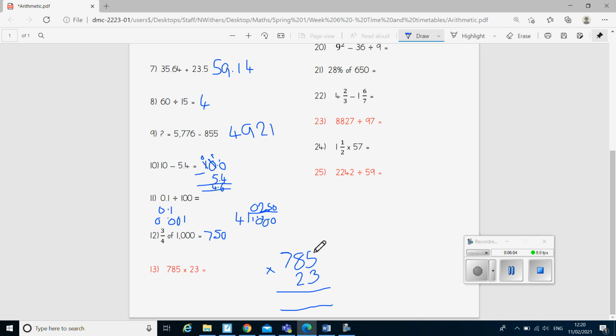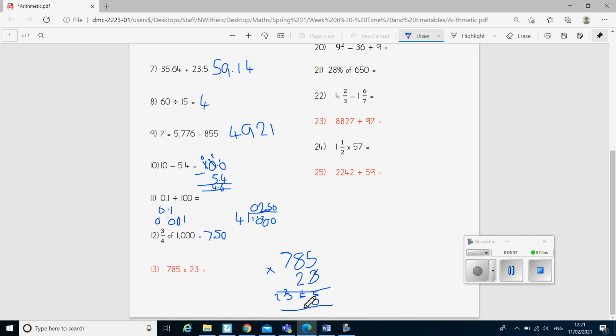Okay, 5 times 3 is 15. Carry my 1. 3 times 8 is 24. Add my 1 gives me 25. Carry my 2. 3 times 7 is 21. Add my 2 gives me 23. Okay, cross out my 1s column, add my 0 for my placeholder and golden rule, and now I'm multiplying each digit by the 10s column.